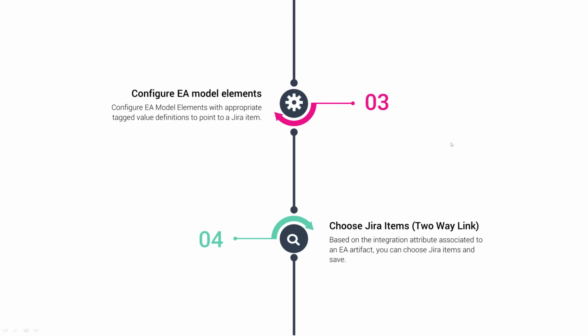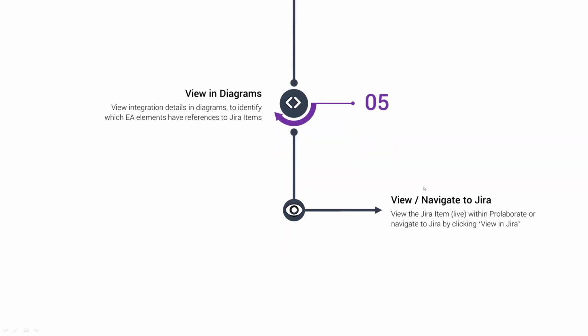Once these are done, that sets up the platform, and the end user's role is only to click and choose the Jira item, like he does with a refgood tag value within EA. While he does that, Prolaborate creates a two-way link between the EA item and Jira. For example, for a use case in EA and a Jira user story, a two-way virtual link is created. That will be shown in diagrams as a visual cue, using which users could just click and look at the details, or navigate to Jira by clicking on a link from Prolaborate.